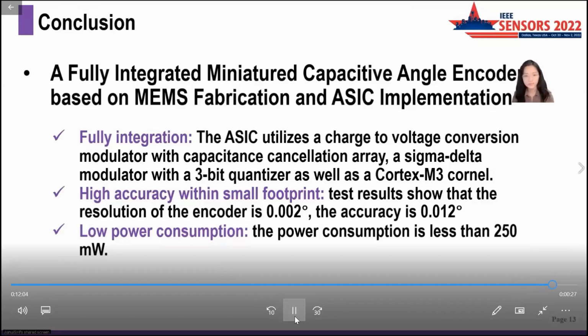The last but not the least is the low SWaP-C, which is small size, light weight, low power consumption, and low cost. The diameter of the proposed encoder is limited to 30 millimeters, which is considered competitive for angular sensors.